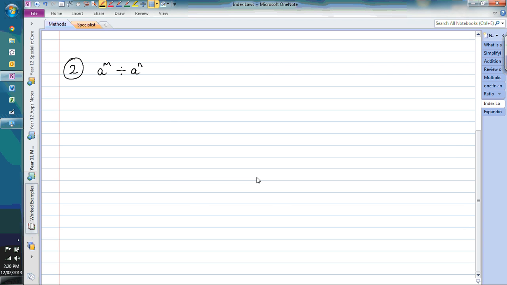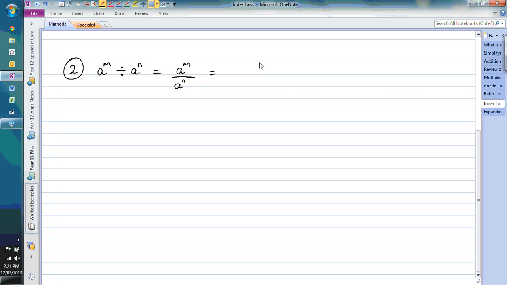The second index law we're going to look at is a to the m divided by a to the n. So it's exactly the same as the last one, except we've got a division instead of a multiplication. Often in algebra, though, we don't see division written this way. Often we'll see it written like this, as a fraction. And it's important that we always remember that these are two equivalent ways of writing the same thing.